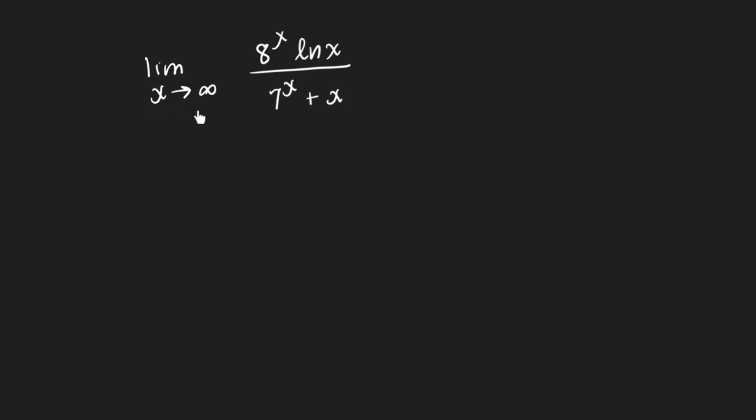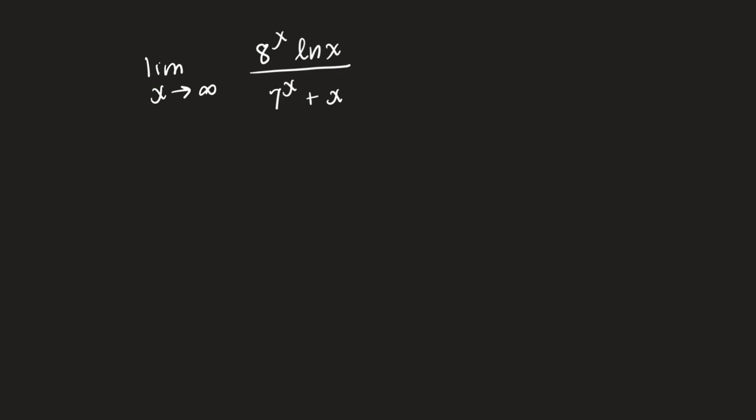Let's find the limit as x approaches infinity of 8 to the x, ln of x, all over 7 to the x plus x. I did this problem using L'Hopital's rule, but it was a little tedious, and I think that it would be better to find the limit without necessarily using L'Hopital's rule, even though that's the way Alex had given us the problem. But in order to do that, we do need to know about the dominance of certain types of functions.